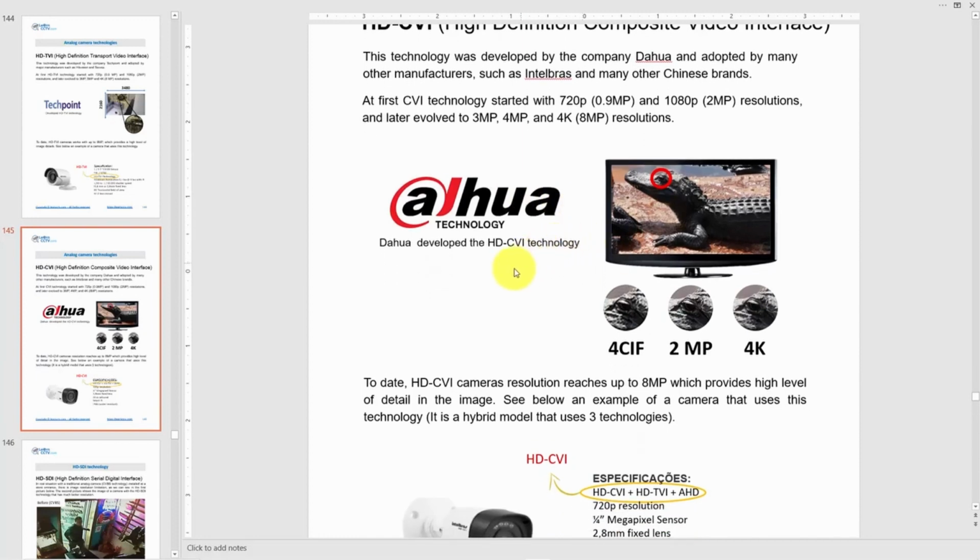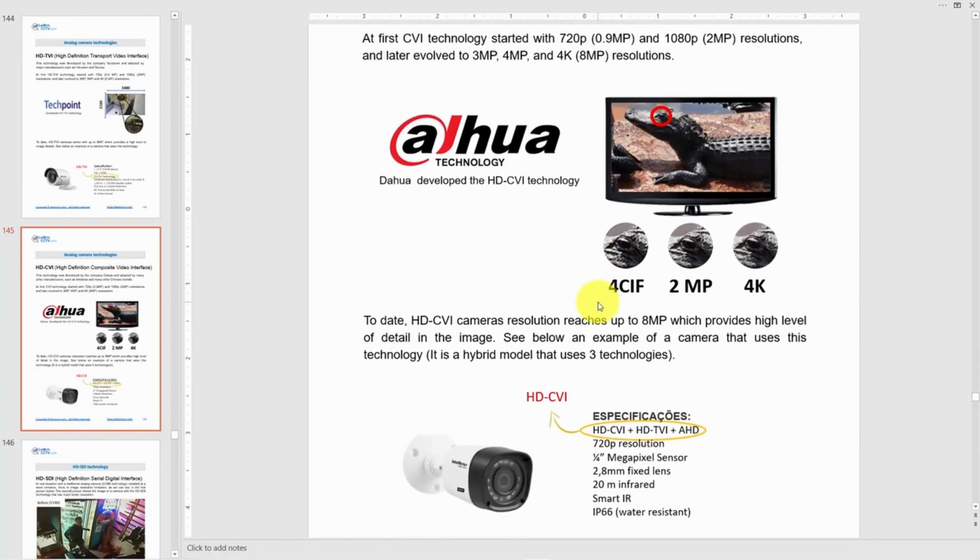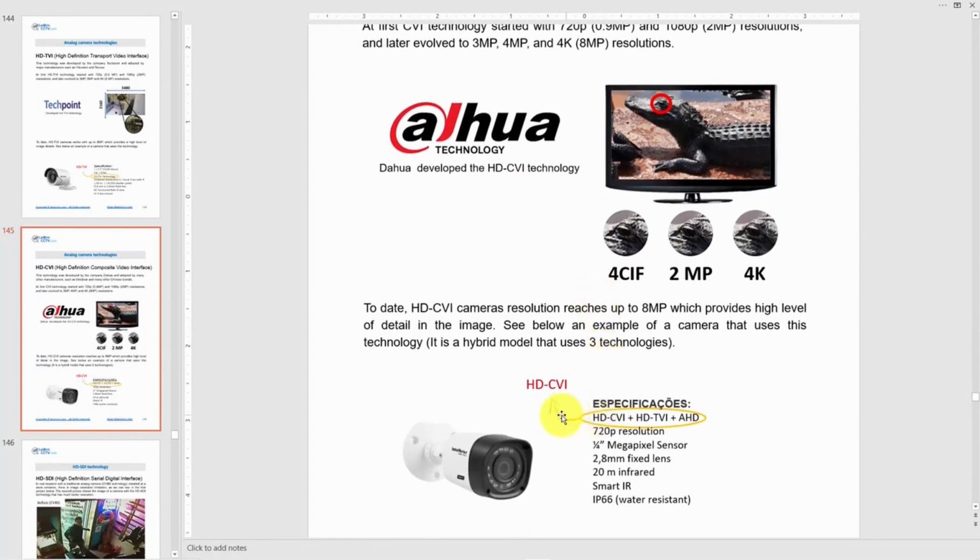And you can find cameras with different resolutions. Here, for example, I have 4CIF, 2 megapixel, and 4K. And you can see here, manufacturers using HD-CVI technology from Dahua. As you can see here, HD-CVI. And there's also HD-TVI and AHD. So what is that? This is a hybrid camera, guys.